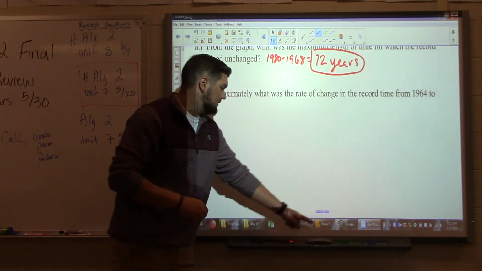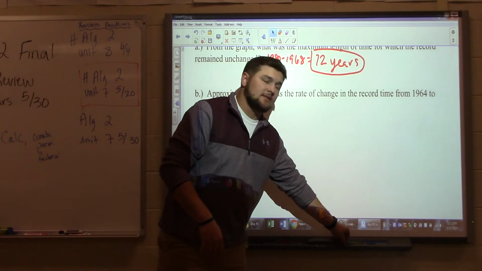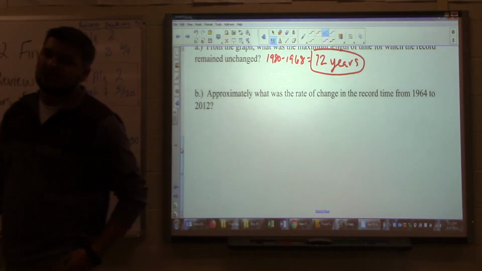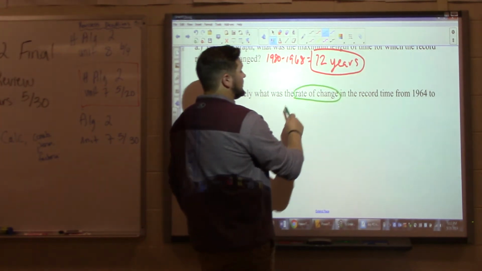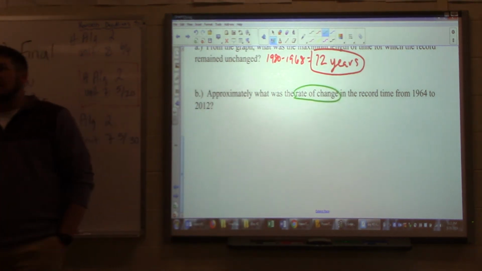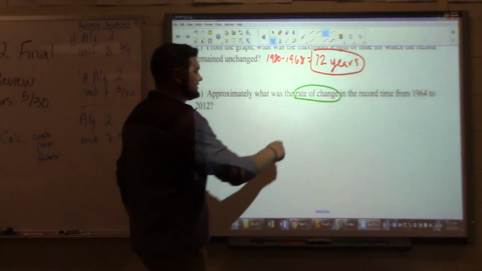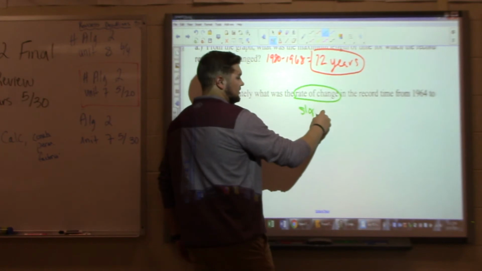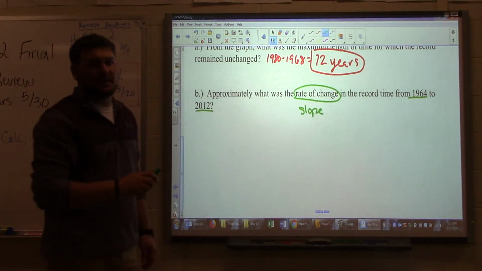Okay, then part B. Approximately what was the rate of change in the record time from 1964 to 2012? Wow. These words, I should say. Rate of change. What's that the same as? The slope. So what it's asking is, what is the slope from 1964 to 2012?